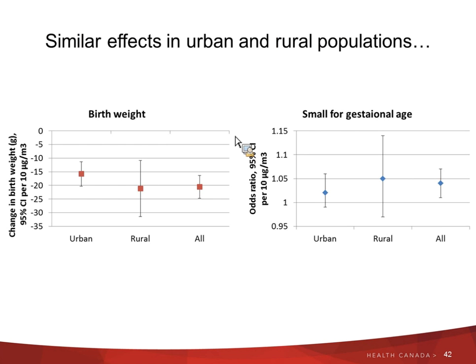And so we actually found similar effects in urban and rural populations. On the left, effects on birth weight ranged from decrements of 15 to 20 grams in weight per 10 micrograms per meter cubed in urban and rural populations. And on the right, odds ratios of 1.02 to 1.05 in urban and rural areas. And in neither case was the difference between urban and rural areas statistically significant.